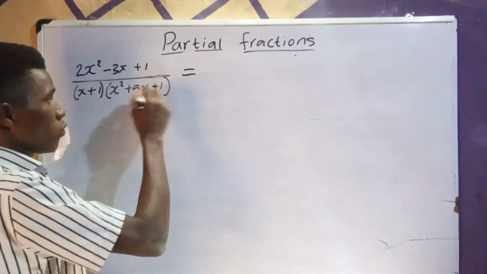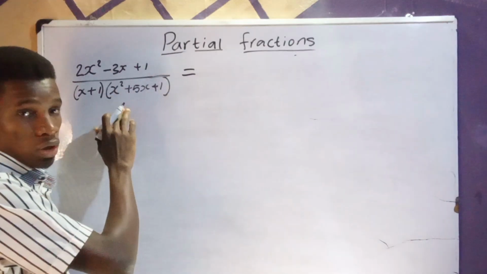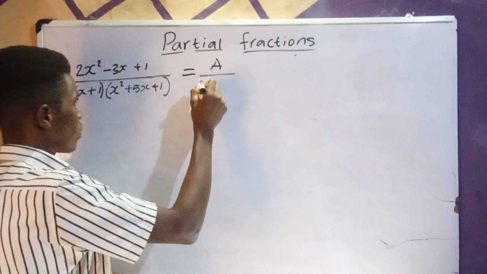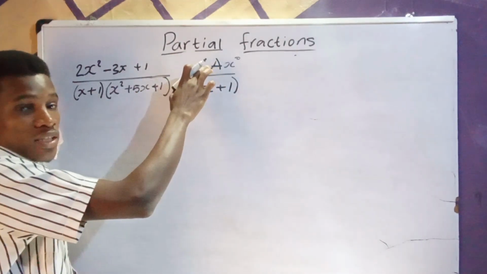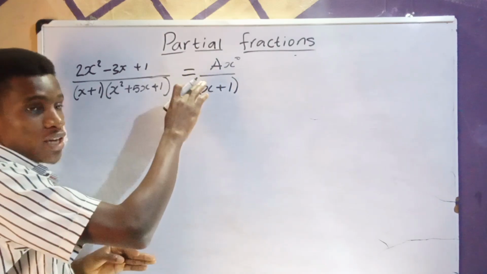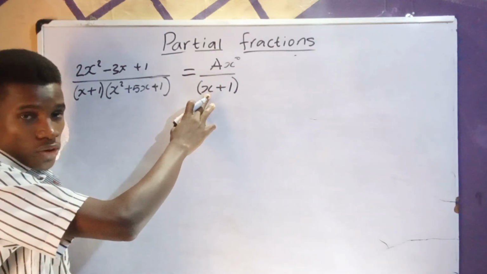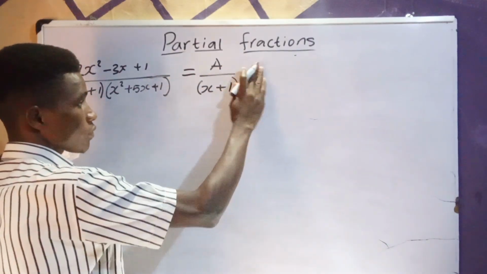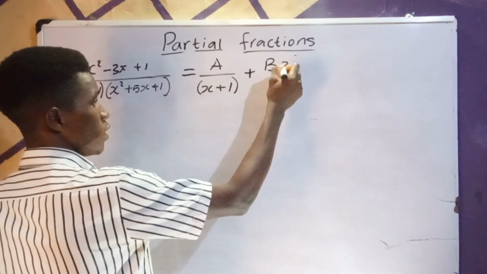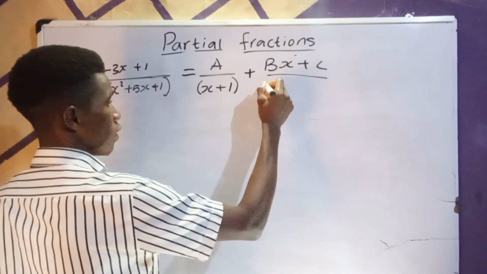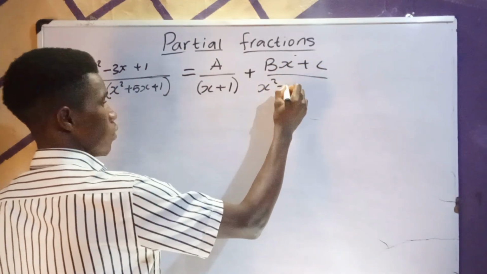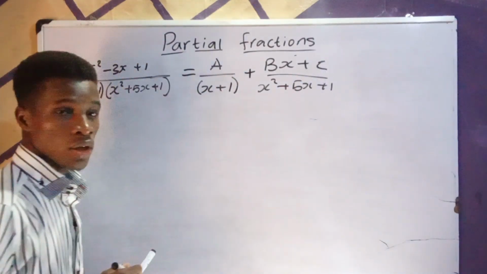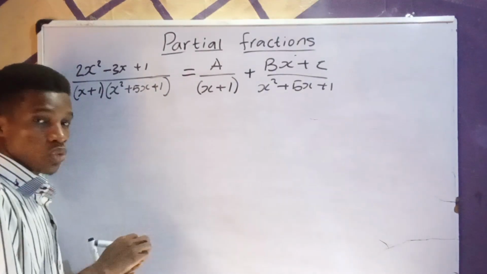So we say that this compound fraction will give us a partial fraction that is of this form: A over this factor. The highest power of x in the numerator must always be less than the highest power of x in the denominator, right? So for this quadratic factor, we have something like this: A plus (bx plus c) over x squared plus 5x plus 1. So this is how the partial fraction for this compound fraction will likely look.